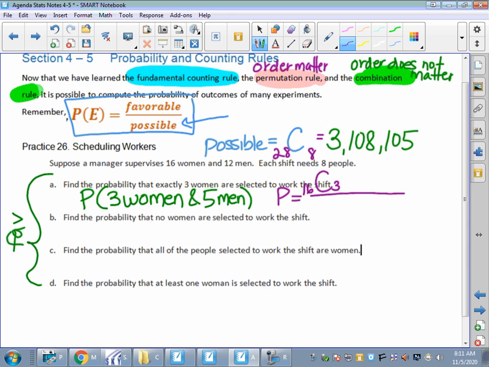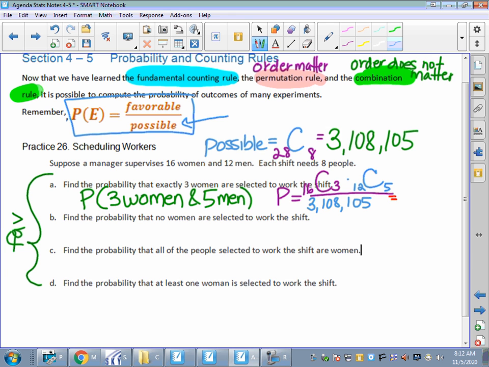The probability of 5 men is still a combination because we don't care what order they show up or what order they're scheduled. So how many men do I have to choose from? 12 men, and I'm choosing 5 because that's the rest of the shift of 8. The and tells us to multiply those, and my denominator is going to be that 3,108,105, because that is my possible for every single one of these problems.